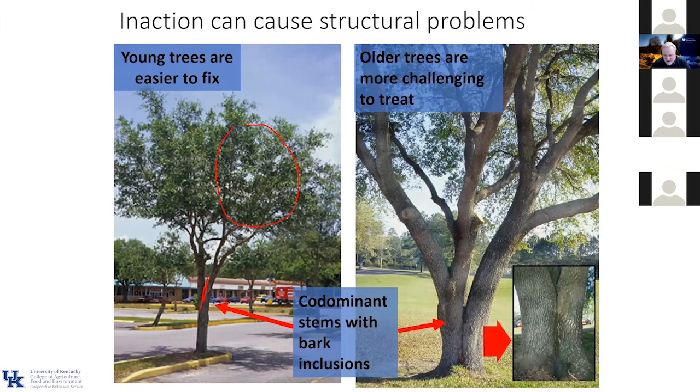Now this tree on the right, it's got several competing limb structures. They're codominant, they compete with each other. There's not a lot you can do once a tree gets that old. And you'll see once again this V-shaped angle here, and you'll see all this included bark. Here's a close-up, very weak. And if the wind blows hard, that'll be the first fail point of that tree, is that V angle.